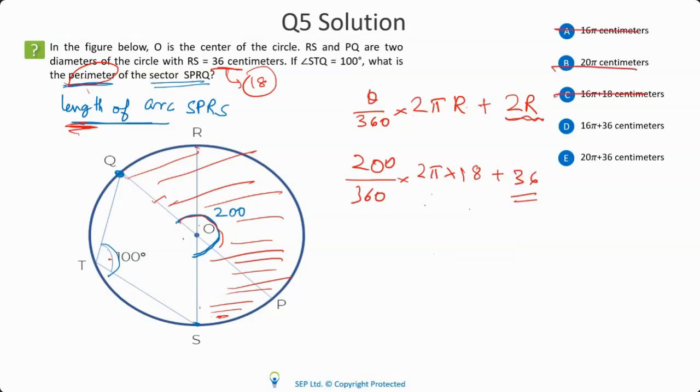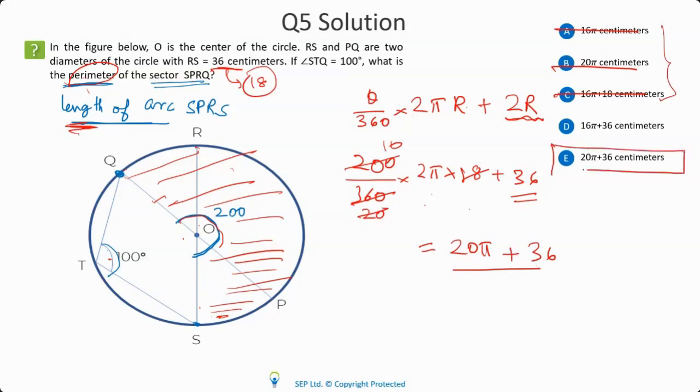Now, think in this way also. In the exam, if I'm solving this question and I see a perimeter, I know I have to add two radiuses. So I can directly discard all these three cases. I'll know at least these three won't be my answer because I need my radius. So my answer has to be either D or E. And from here, if I cancel this out, I'll get 20, and this is going to be 10. So this is 20 pi plus 36. So the answer in this case is going to be option E.